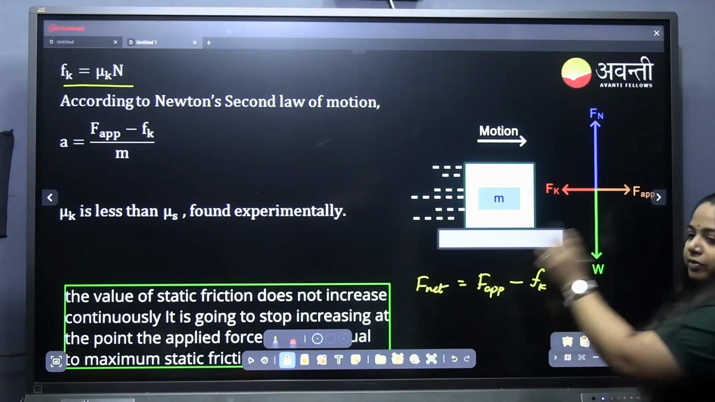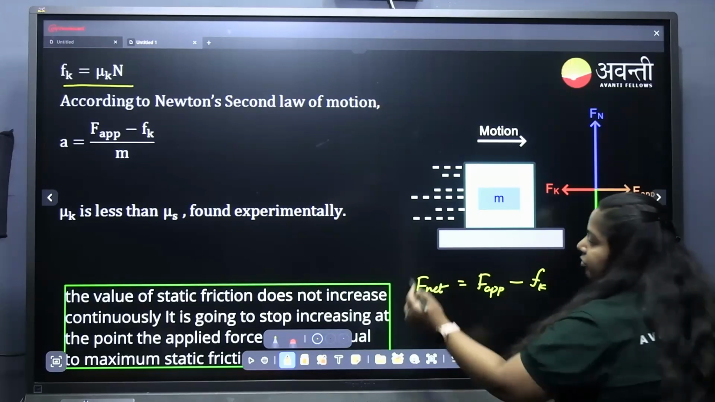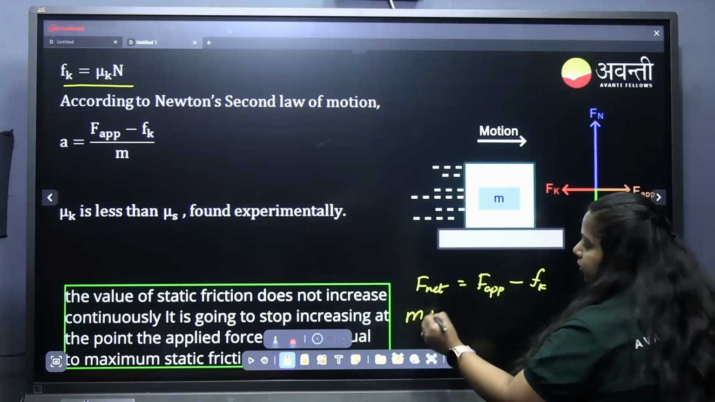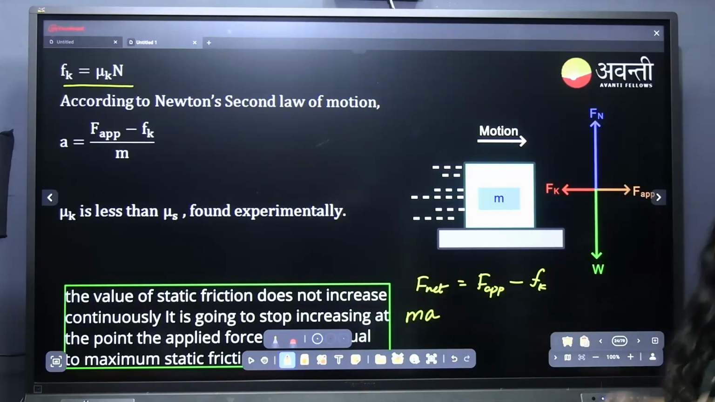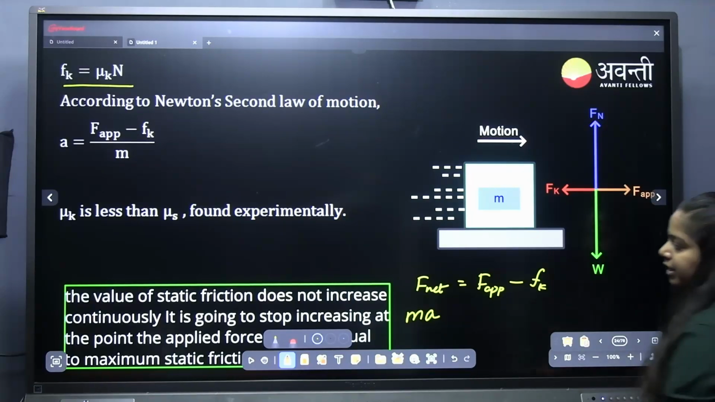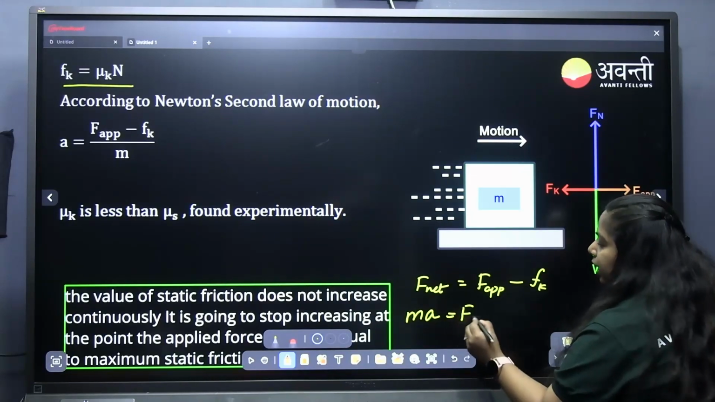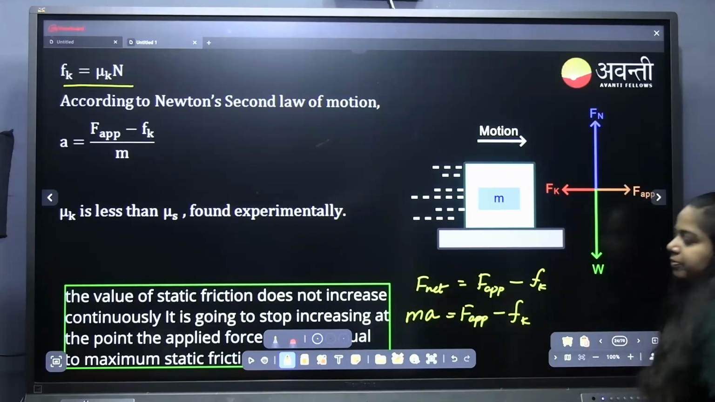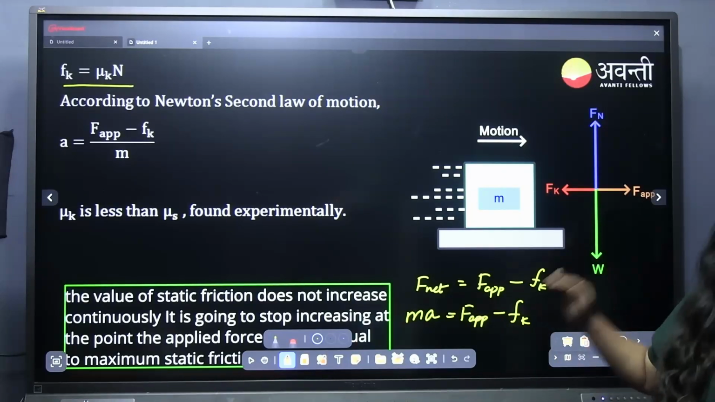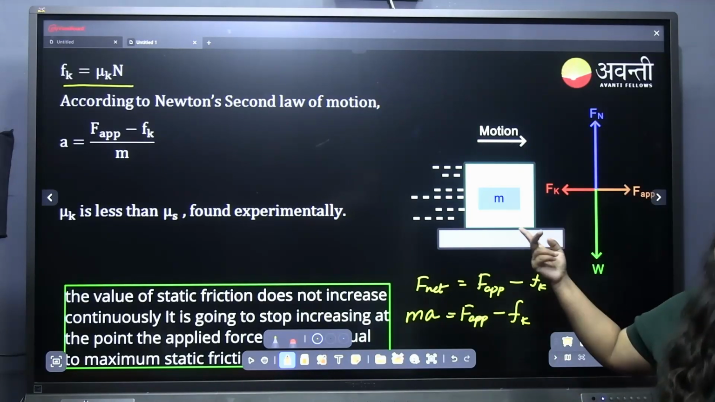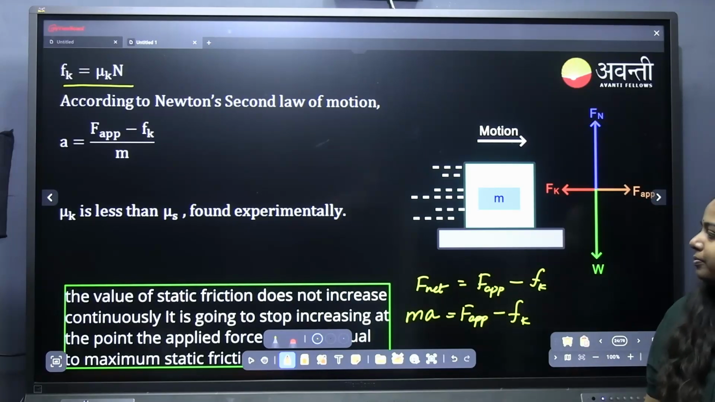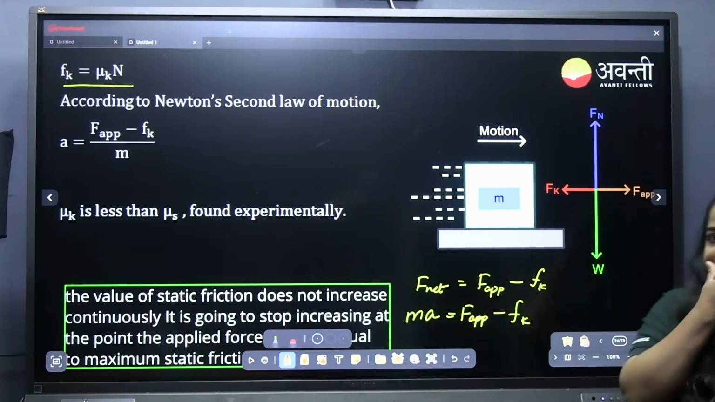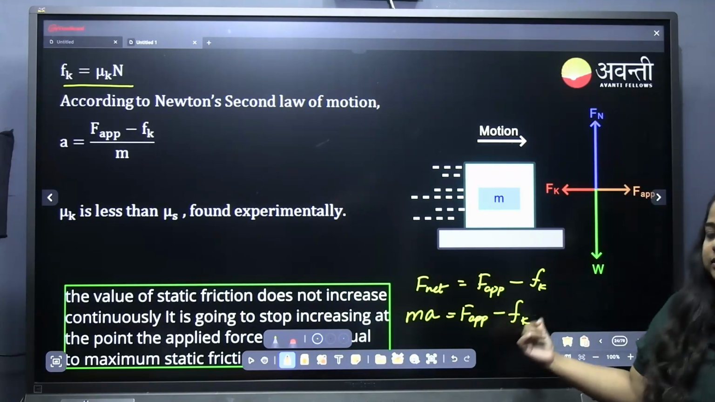Okay, this is what we did before. So F net will be equal to mass into acceleration, total force, mass into acceleration. That will be equal to applied force minus frictional force. Okay, so this is how we have to apply friction in our formula. I hope this is clear for all.